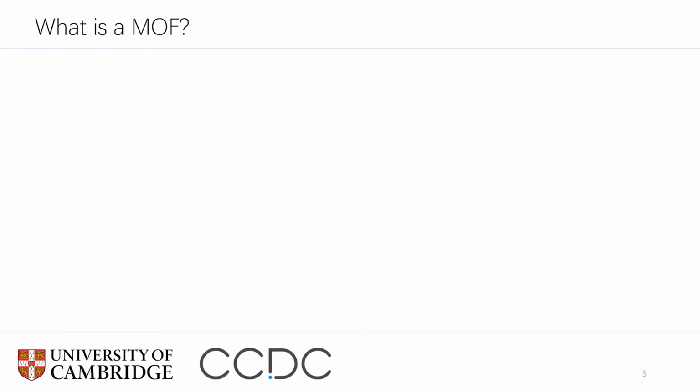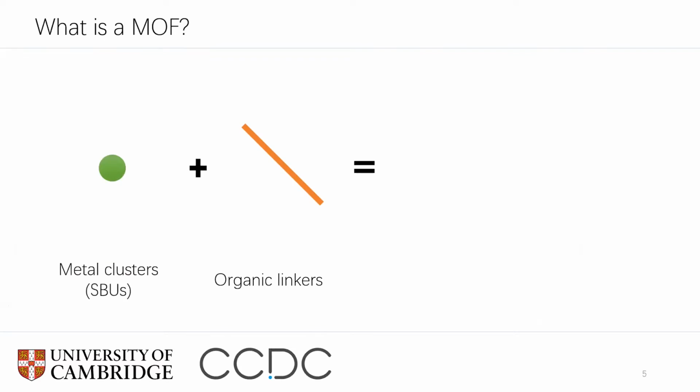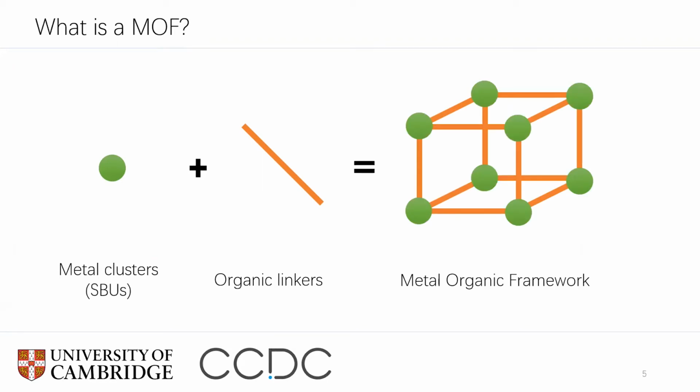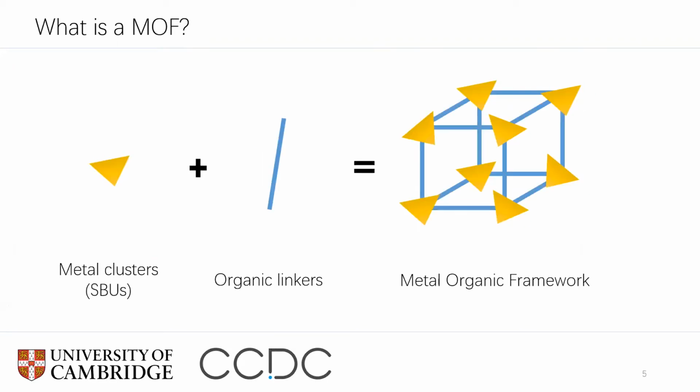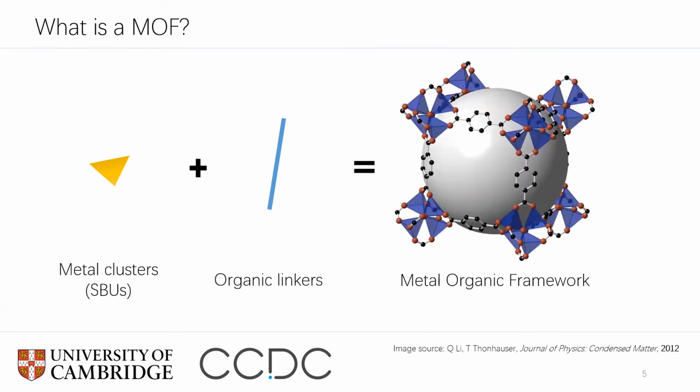So what is a MOF? A MOF is a crystal assembled, not necessarily a crystal, sorry, a structure assembled from metal clusters and organic linkers to form a framework. And there's a wide variety of clusters and linkers you can choose from. This, for instance, is MOF-5. It's one of the most famous MOFs. You can see the organic linkers and the metal clusters, and the sphere inside represents the cavity and gives an idea of the space.